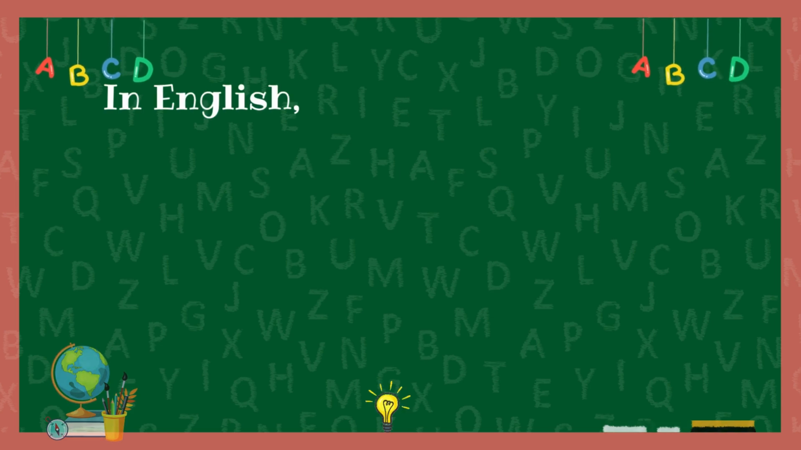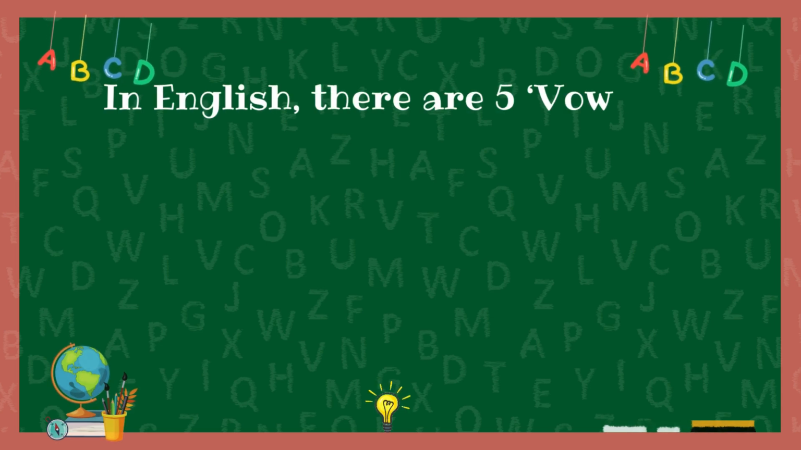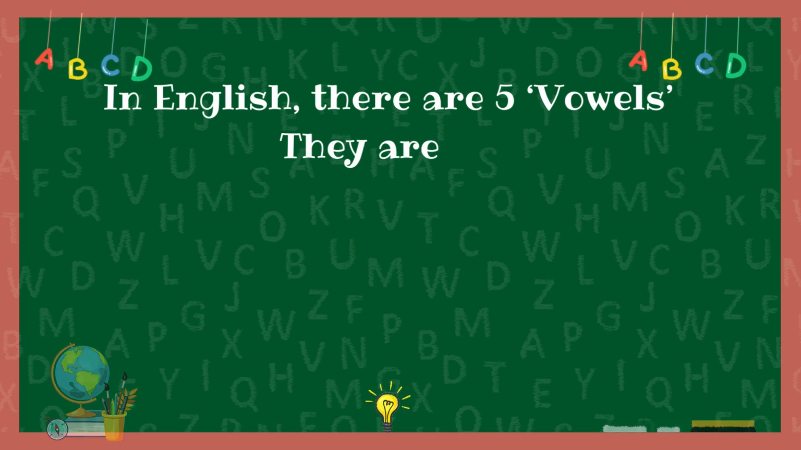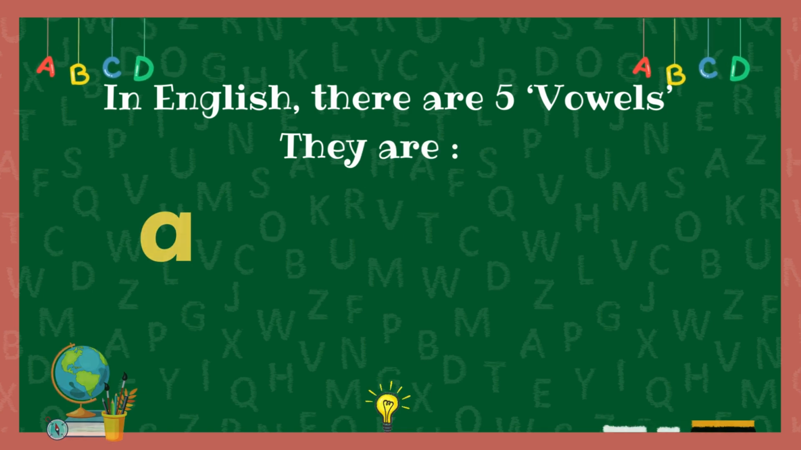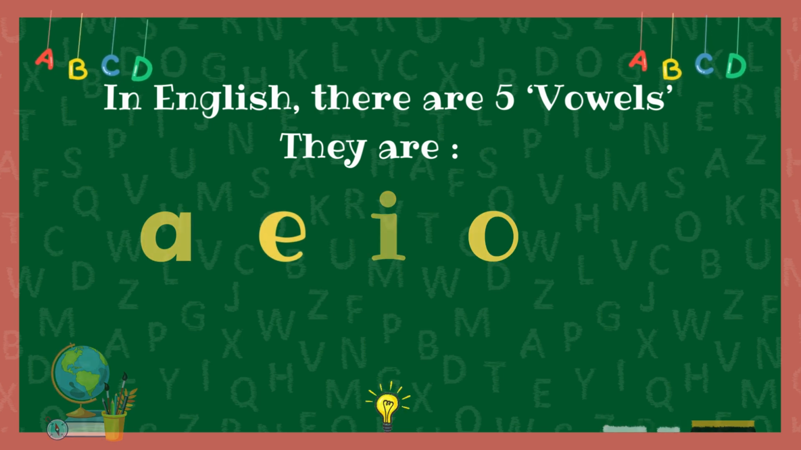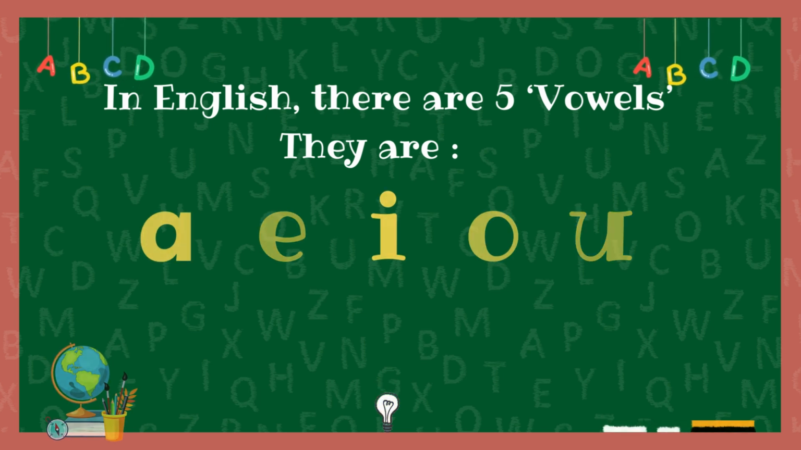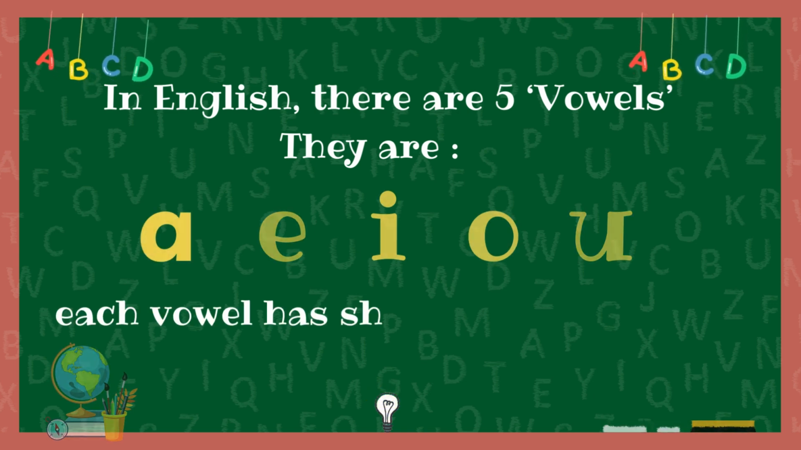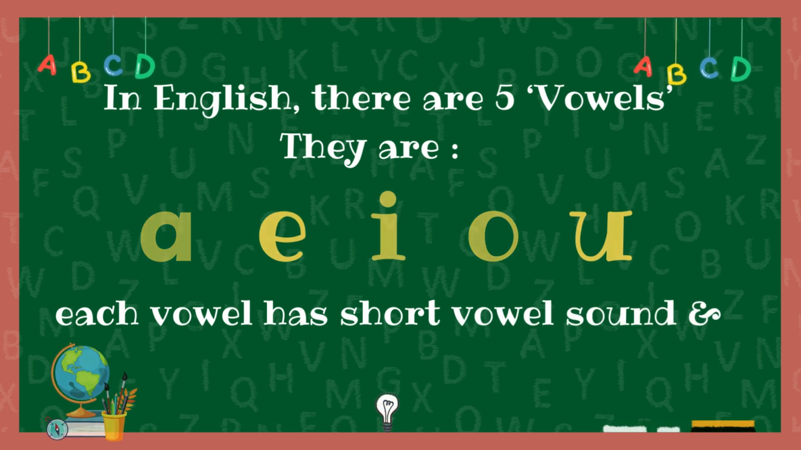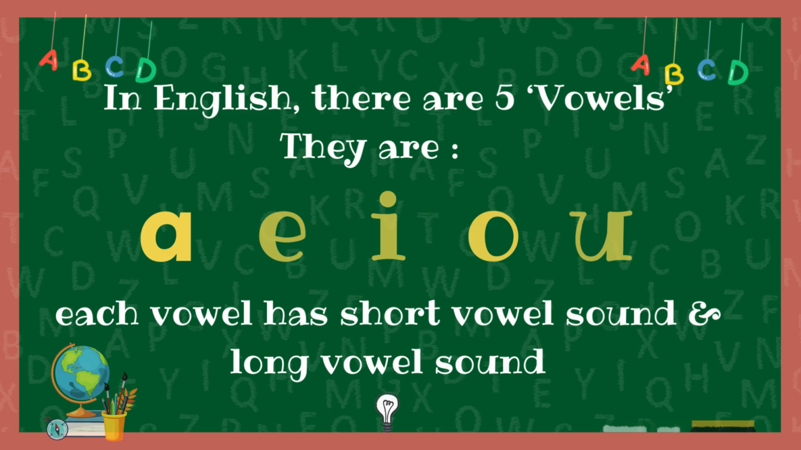In English, there are 5 vowels. They are A, E, I, O, U. Each vowel has short vowel sound and long vowel sound.